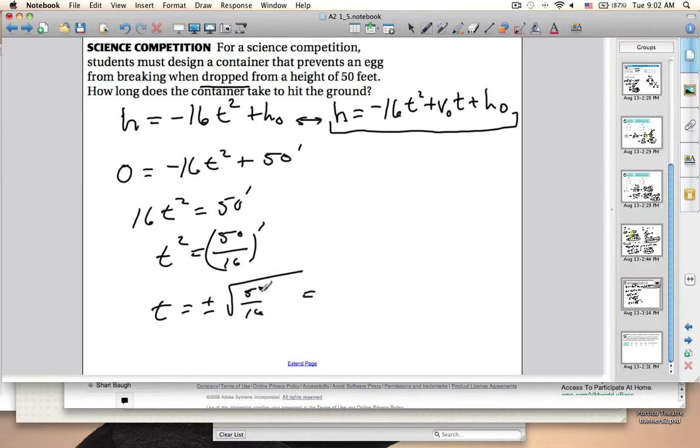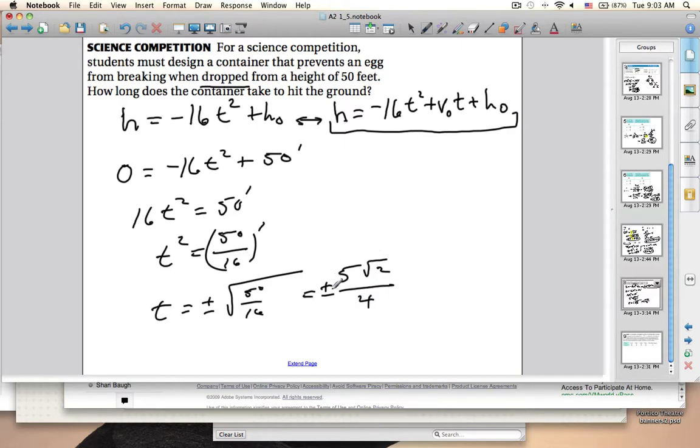Well, we've simplified those before, right? 50 is 25 times 2. Square root of 25 is 5, still plus or minus, root 2 over the square root of 16, which is 4.